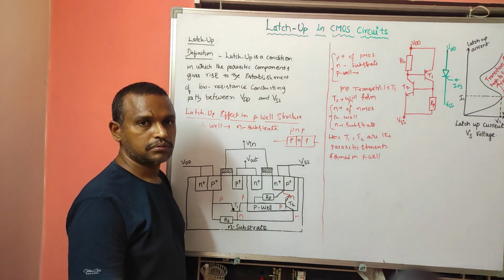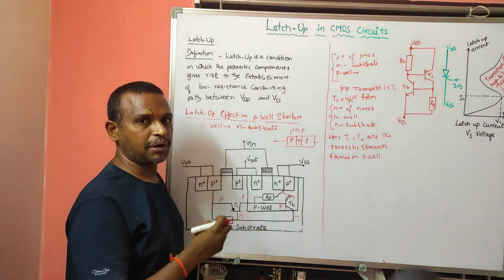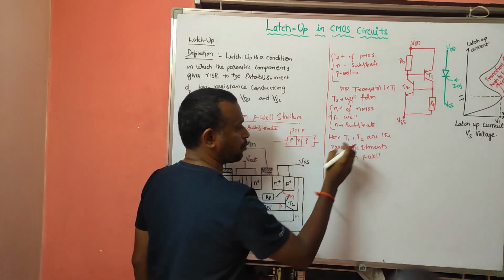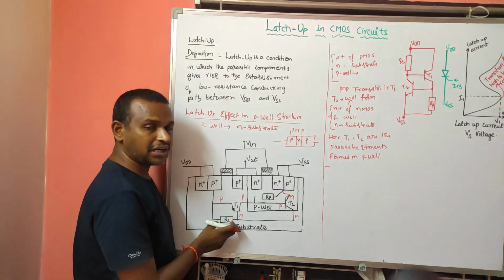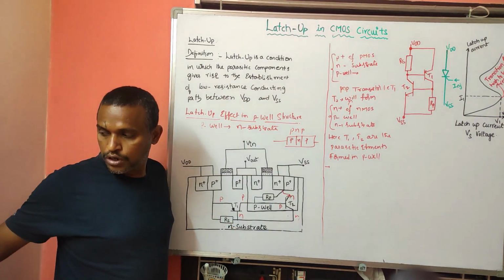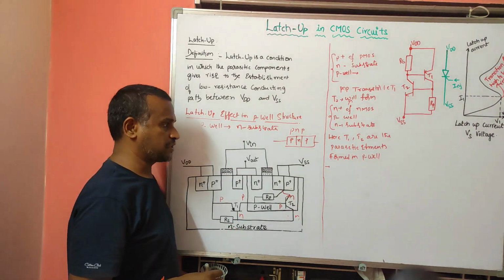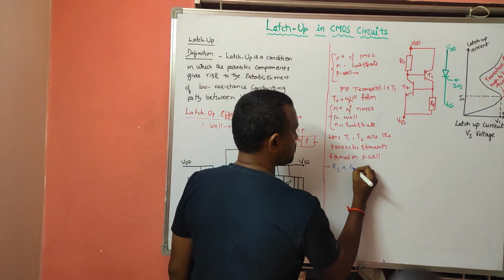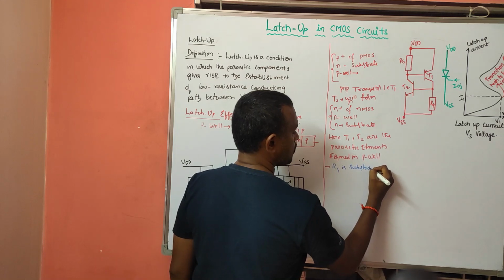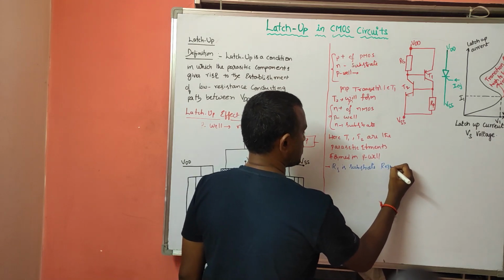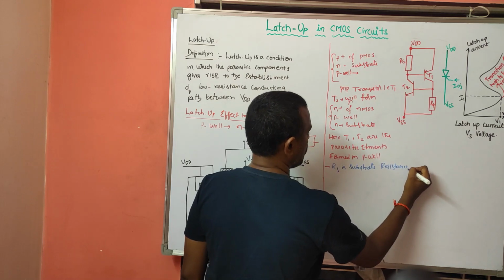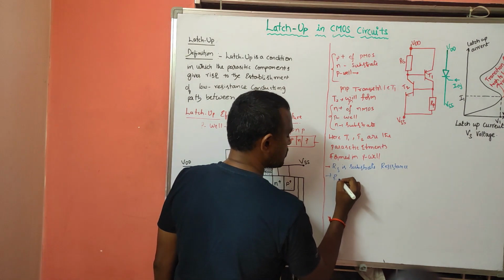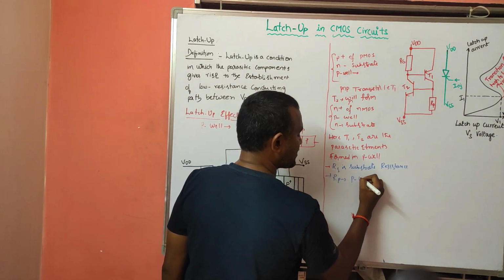Then what happened here? When it is formed, T1 and T2 are the transistors. The substrate will consist of some resistance. So RS is the substrate resistance. And another resistance is there, that is RP, the P well resistance.